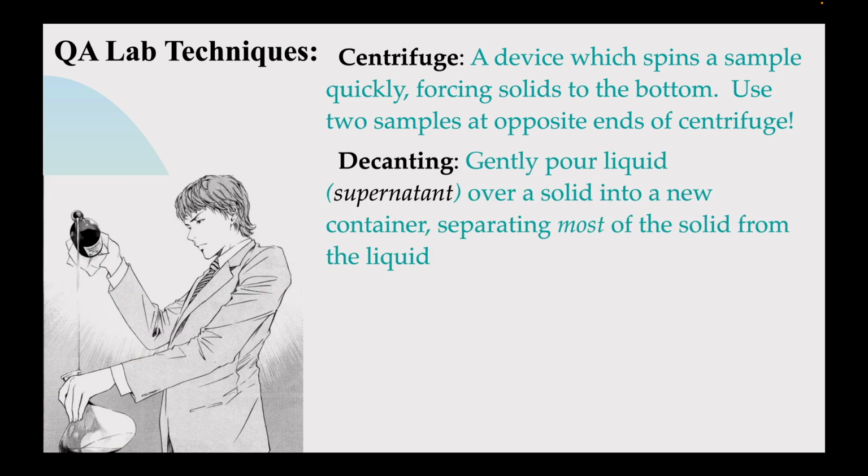Decanting, which means getting the liquid supernatant away from the solid, is also an important technique. It's a faster way than filtration. And decanting means you're going to get most of it separated, so if a little bit is left on either side, it's not the end of the world.